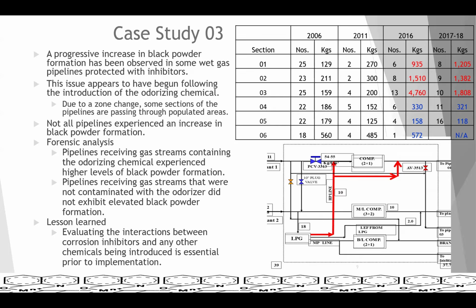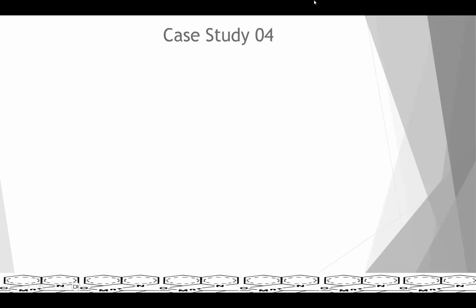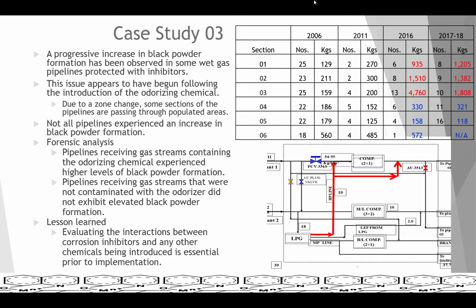Sankara, just a quick note on what you just said. It's not just the compatibility. In this case, it's the loss of corrosion inhibitor or chemicals to the black powder. That's probably what's really affecting the performance of the corrosion inhibitor. So it's consumed by the solids rather than going to the steel pipe. I think that's another aspect, not just compatibility.